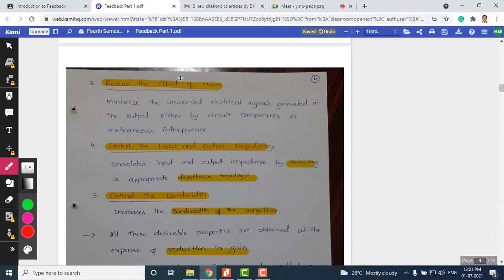The third advantage of negative feedback is that noise effects can be reduced. We have seen that noise is very dominant in transmitters and receivers, especially in communication systems. Noise effects can be reduced to a maximum extent by employing negative feedback.